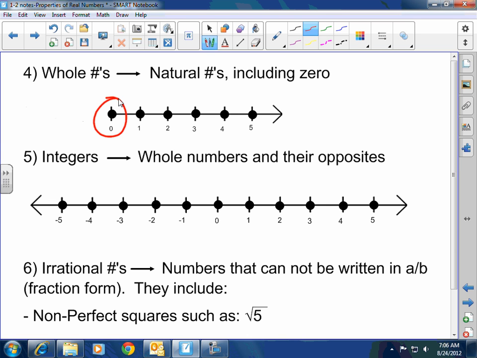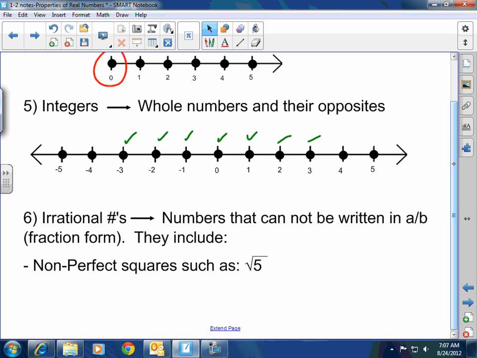Integers. Integers are the whole numbers and their opposites. So whole numbers and their opposites include 0, 1, negative 1, 2, negative 2, 3, negative 3, etc. Integers, as well as natural numbers and whole numbers, do not include decimals or fractions. Only rational numbers include decimals and fractions.